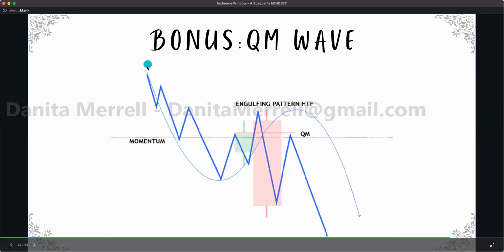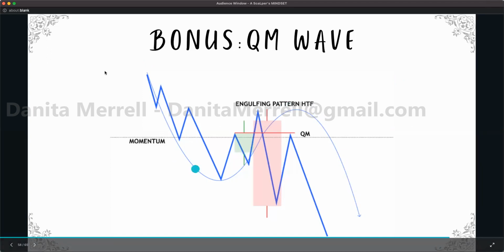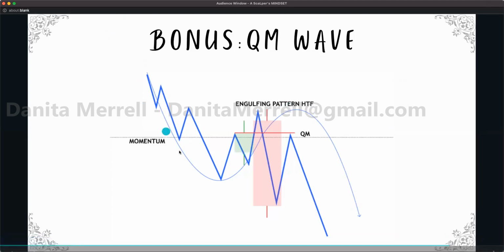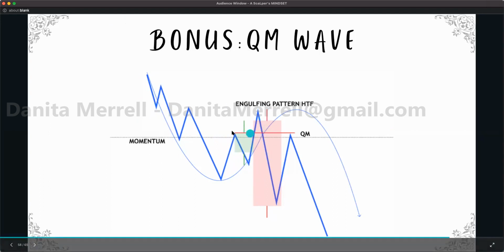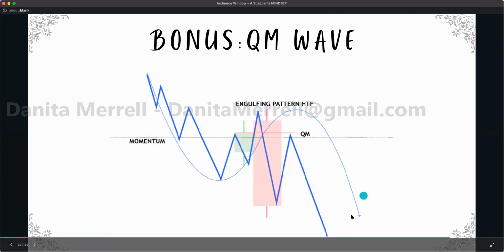Okay, so when you're looking at this particular setup, you have to think in waves, right? So market is moving down, and then what you're going to see is a blip, right? As the trend is moving, you're going to see a blip, and then this is going to lock in these trades, right? You're going to have an engulfing pattern. So all these traders that tried to go long, they just get trapped, okay? And then the wave continues downwards.